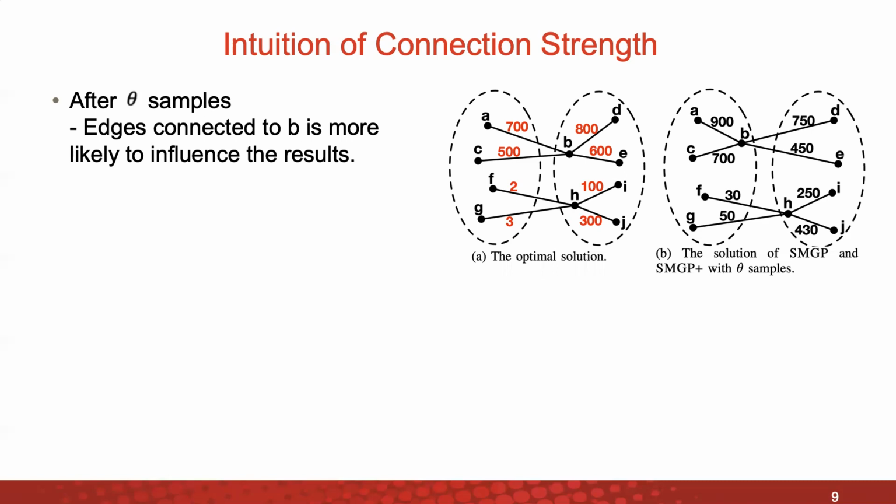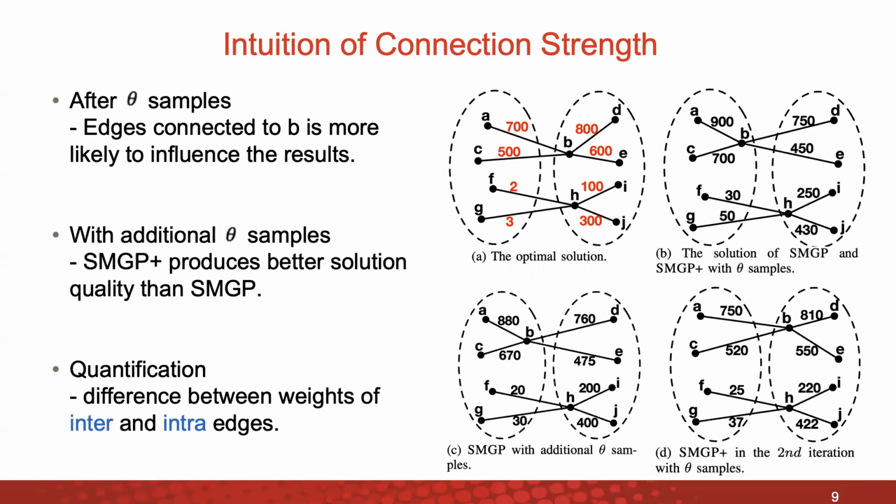edge, since the difference between the total weight of edges connected to node B in the same partition and the one of crossing edges is much smaller than node edge. Thus, the inaccurate estimation on edges connected to node B will more easily influence the result. Thus, in the second iteration, SMGP will put more focus on estimating edges incident on node B than node edge. As a result, SMGP plus manages to produce a result with a smaller edge cut weight than SMGP.